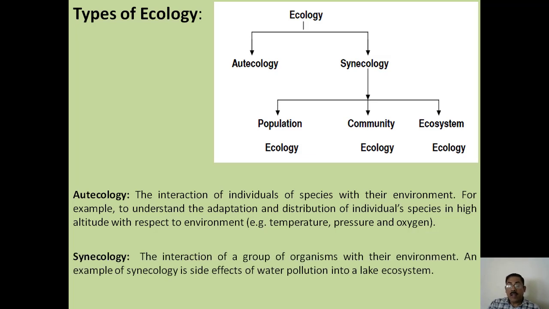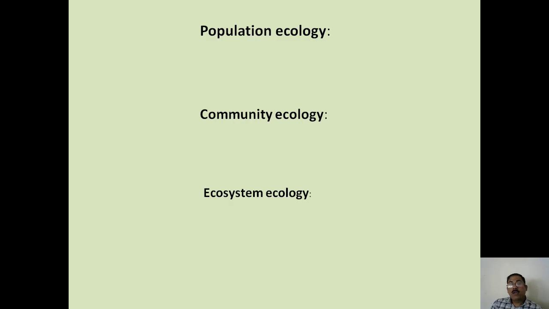Second, synecology, as I have already said, is the interaction of a group of organisms with their environment. An example of synecology is the side effects of water pollution in a lake ecosystem. The lake is a habitat of various species, like fish and aquatic plants. So these are the group of organisms and their surrounding environment, which is the water and the dissolved oxygen in it. But sometimes, due to pollution, this community, the fish, animals and aquatic plants, is directly influenced. This interaction is known as synecology. Now, as I have said, the population ecology we will discuss separately.